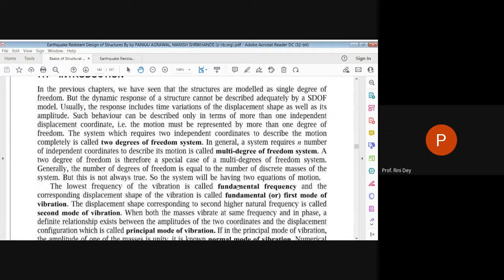The system will have two equations of motion. The lowest frequency of vibration is called the fundamental frequency, and the corresponding displacement shape of vibration is called the fundamental or first mode of vibration.